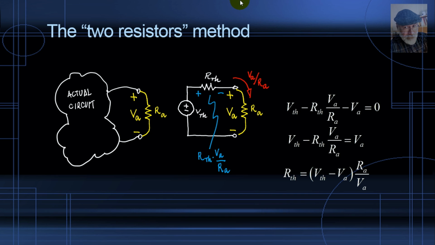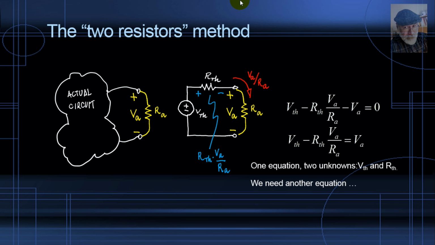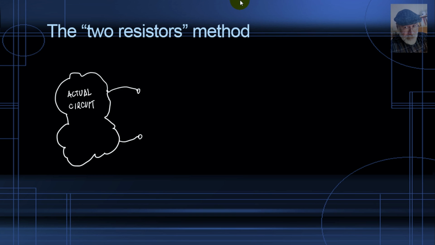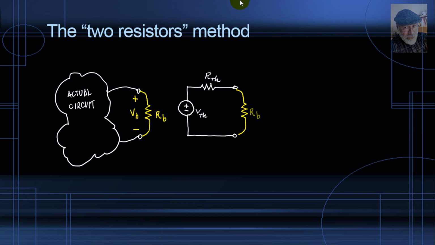But let's say that we do not do an open circuit test. We just apply a second resistor. In this case, we need another equation. Pick another resistor Rb and connect it to the port. Measure the voltage Vb that appears and apply that to the equivalent circuit.